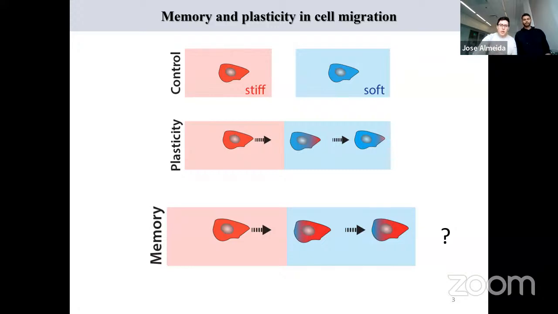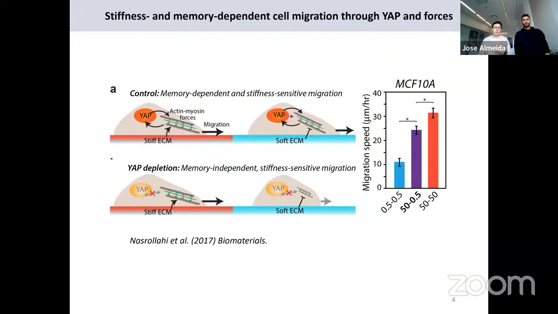From our lab, it's one of many works, but in 2017, we published work where we found a stiffness memory dependent migration through YAP. So YAP is part of the machinery that allows for this retention, this delay in plasticity. And when you deplete it, essentially that plasticity overcomes and it becomes fast again.